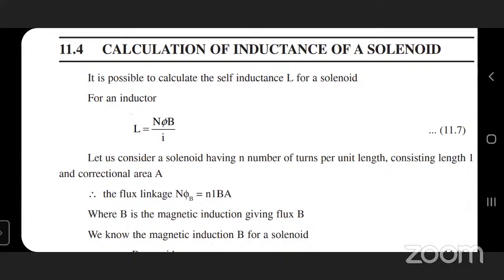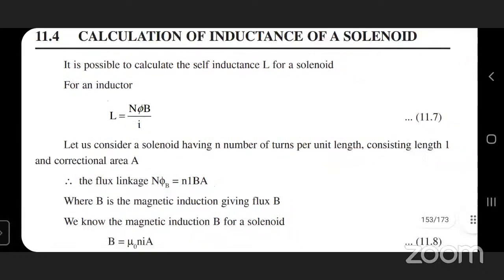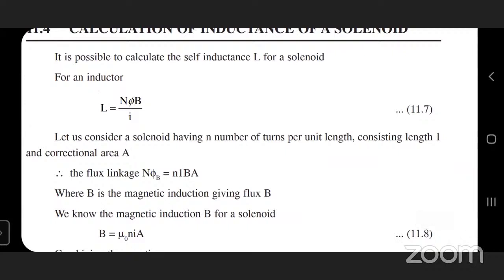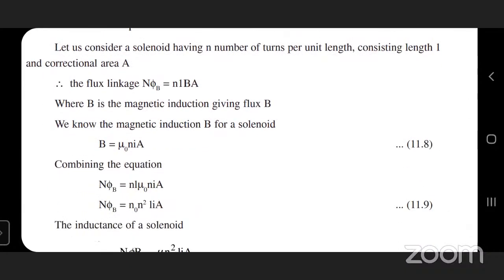To calculate the self-inductance capital L, L equals N phi B by dI, which you already know. Let us consider a solenoid having small n number of turns per unit length. The length of the coil is small l, the area of cross-section is capital A, and the flux linked with that coil is N phi B equals nl B A, where nl is the total number of turns and BA is the magnetic flux with A the area of cross-section. You know pretty well that B equals mu naught n I, because this is the magnetic induction value for a solenoid, related to magnetostatics.